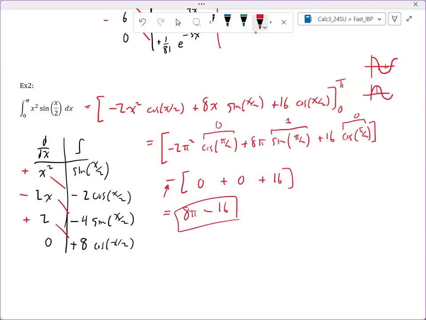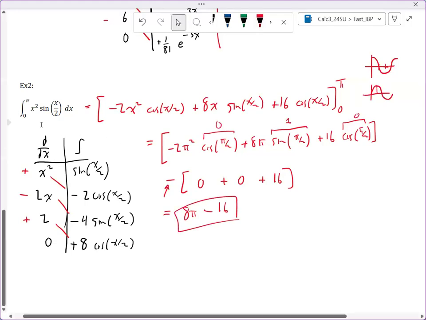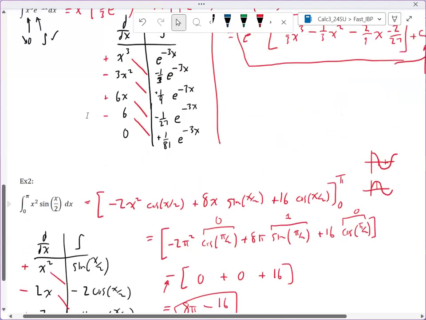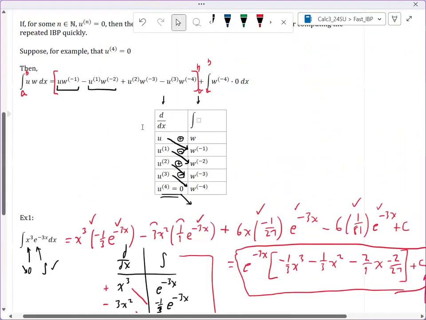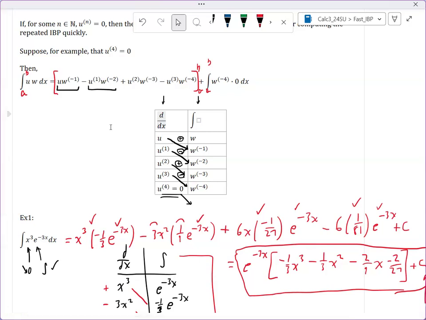Again, much quicker than doing this a few times with the u's and the dv's and all of that. So using this tabular method for integration by parts can be helpful in some situations. I wouldn't want to do all integration by parts this way. Of course, if you only anticipate having to do one step of integration by parts, it's probably just going to be easier to pick u and dv and go that route.